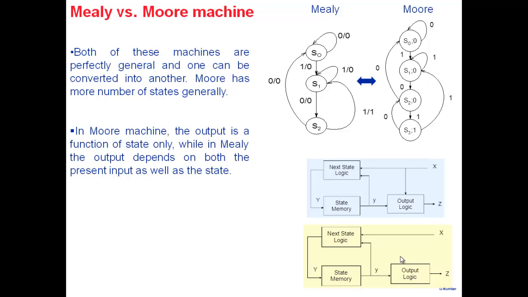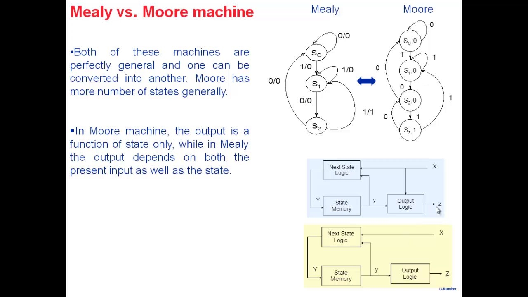If we note the differences, the output here depends not only on the present state, but it depends on the X itself here. While in the Moore sequential system, the output Z does not directly depend on X. It depends only on the present state here. X, of course, affects Z, but only after going into the state memory. Then only it affects Z here. So this is the basic difference between the two: direct dependence of Z on X, and no direct dependence of Z on X.